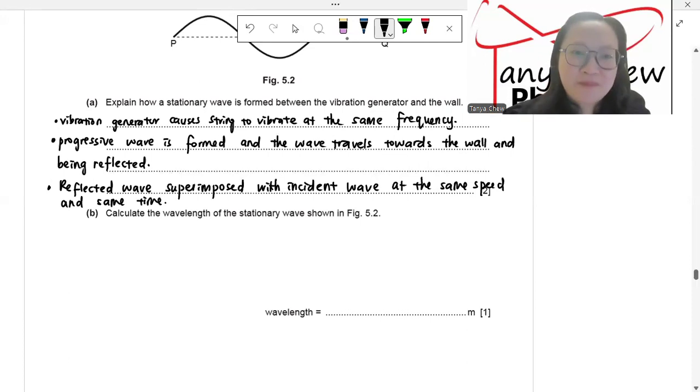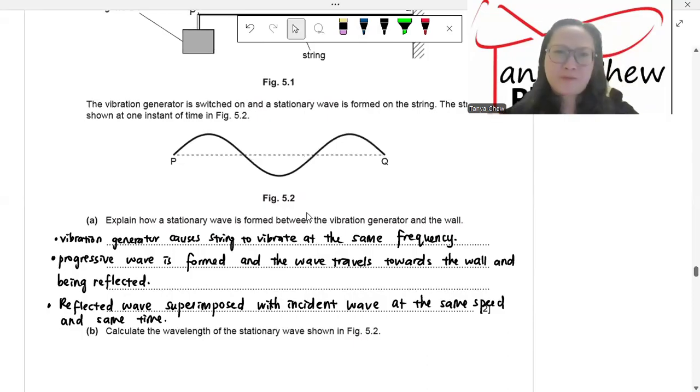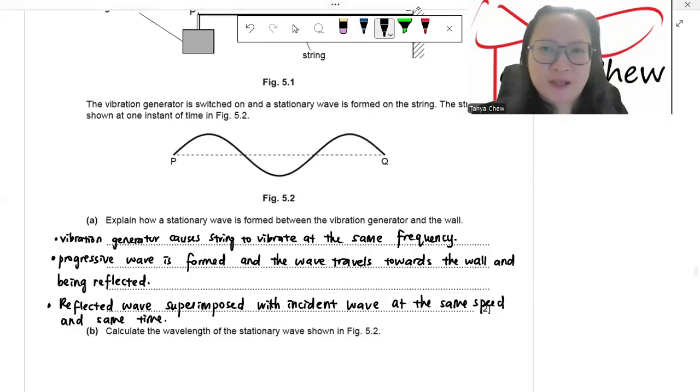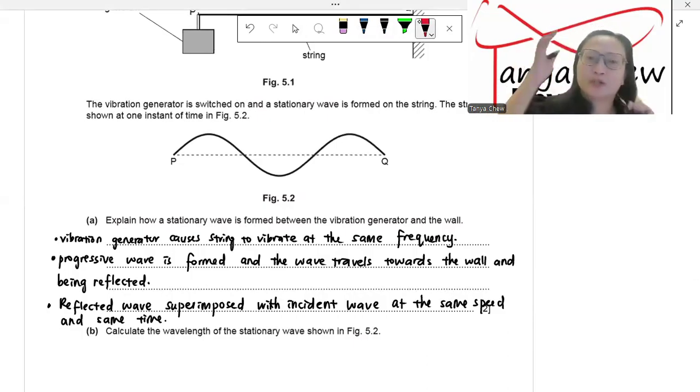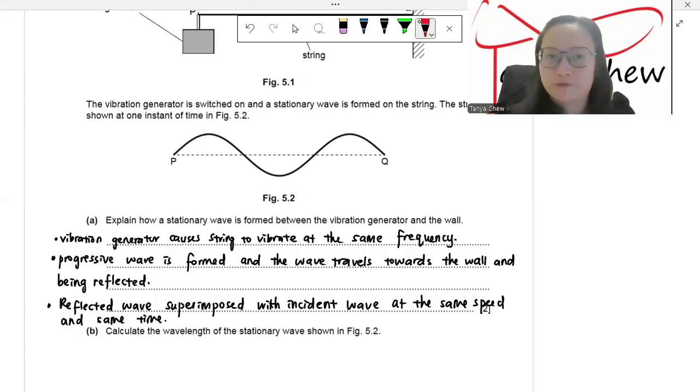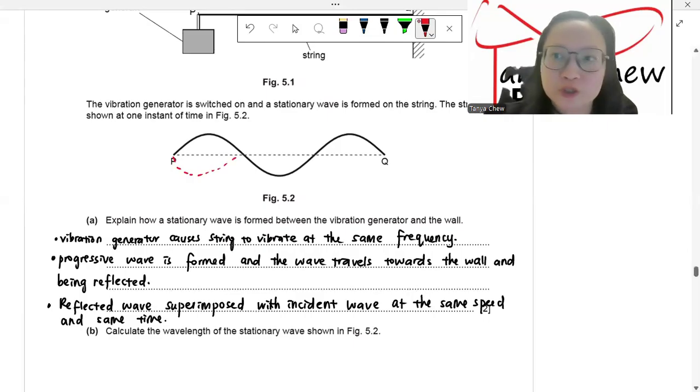That's it. B, calculate the wavelength of the stationary wave shown in Fig 5.2. By looking at this, I could not guess this is stationary wave unless the question already mentioned this is the stationary wave, right? So how do I draw out the wave profile of the stationary wave, which is this one.